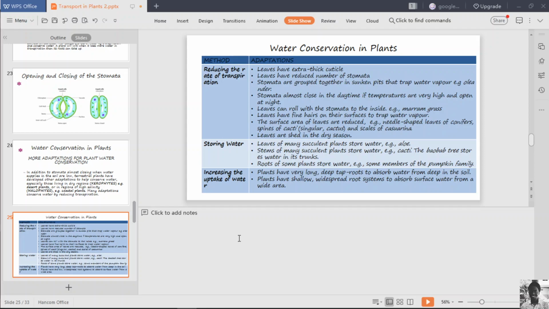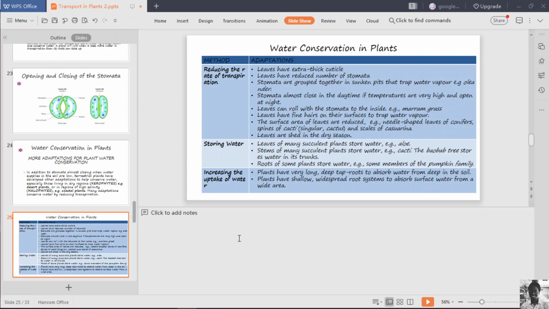Okay, remember, if you could trap water vapor around the surface of the leaf, the humidity there, or the level of moisture there, would increase, and as a result, the rate of transpiration would decrease, because if the humidity is high, transpiration would be low. Remember, it's an inverse relationship between humidity and transpiration. As one increases, the other decreases. So if humidity is high, transpiration would be low. If humidity is low, transpiration will be high.